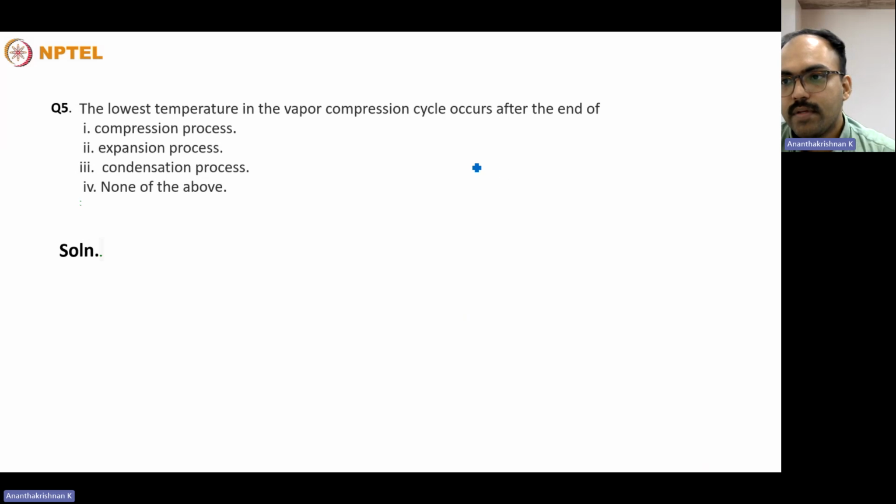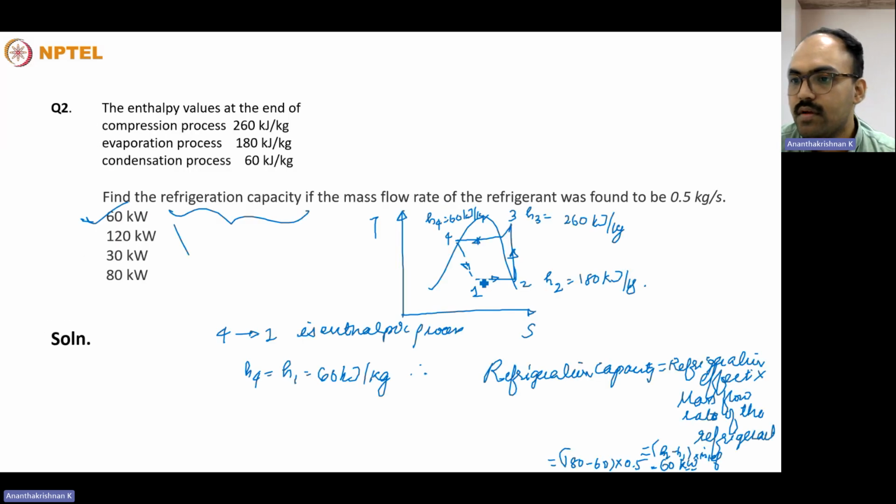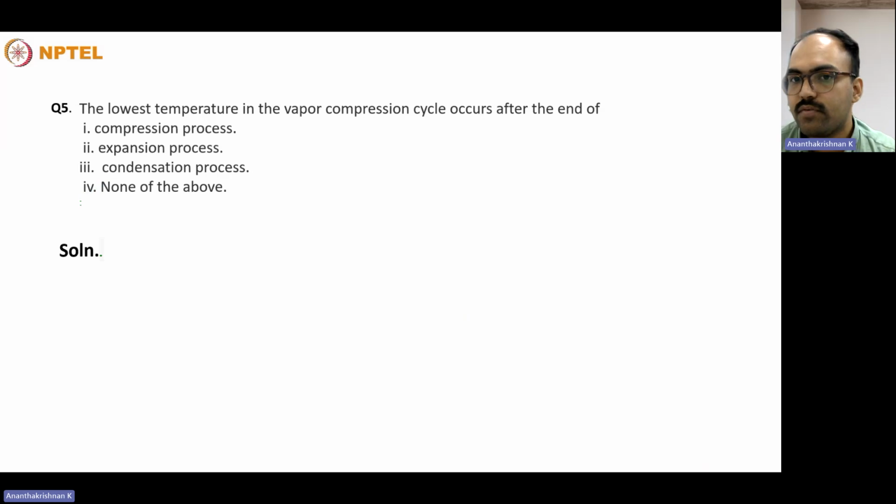The lowest temperature in the vapor compression cycle occurs after the end of the compression process, expansion process, condensation process, or none of the above. We have seen in the previous problem that there is a particular point where the temperature will be the lowest. From there, it will be absorbing heat and becoming vapor. Compression increases temperature and pressure, and after heat rejection it will still be at a higher temperature. Then there will be an isenthalpic process from 4 to 1. So basically, point 1, just before the evaporation process or just before the evaporator, after the expansion process, is where the temperature will be lowest.